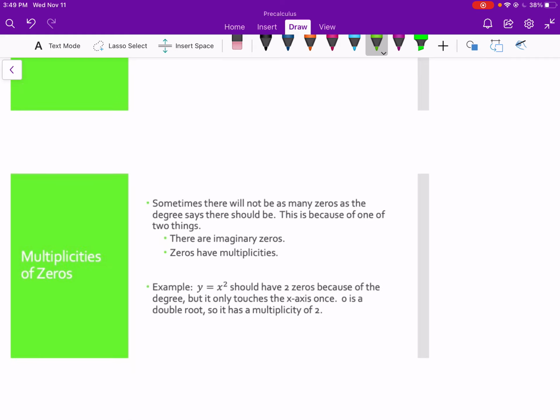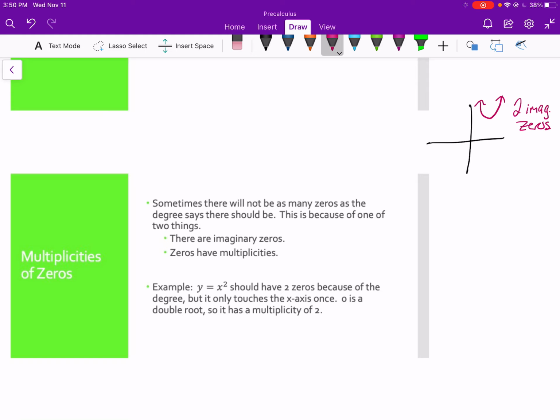So sometimes you won't get as many zeros as the degree says there should be. This is for one of two reasons. The first reason is that there are imaginary zeros. Back when you studied quadratic functions in Algebra 2, you learned that a quadratic function could be sitting up here and never cross the x-axis, which meant that we had two imaginary zeros. That's possible in other polynomial functions as well. It's just not going to look the same.